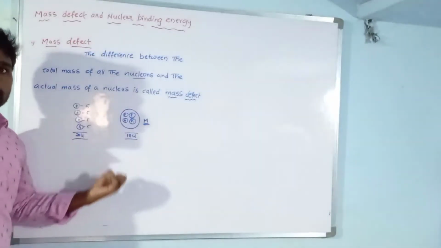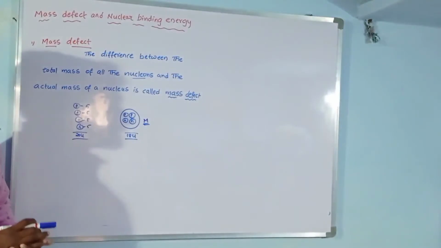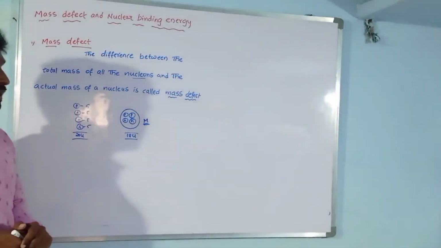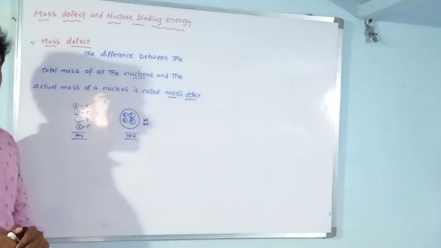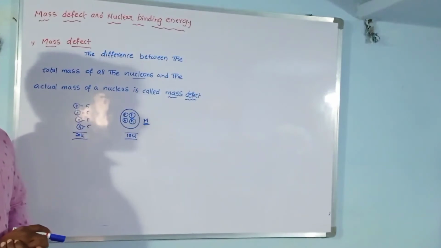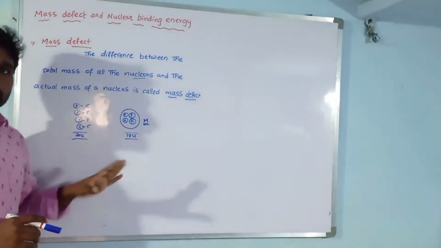This is 20 units, this is 18 units. So there is a loss of mass. Some of the mass disappears. That disappearing mass is called mass defect. So where is that 2 units of mass? We will discuss that in the next video.